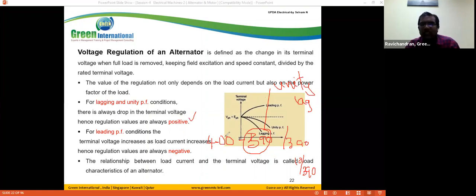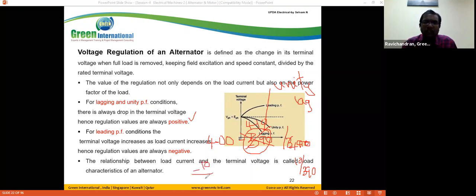If you go for the leading power factor, the 390 is increased. The 400 is increased by, say, 10 volts, so divided by 410, it gives minus 10 divided by 410, which gives a negative value.